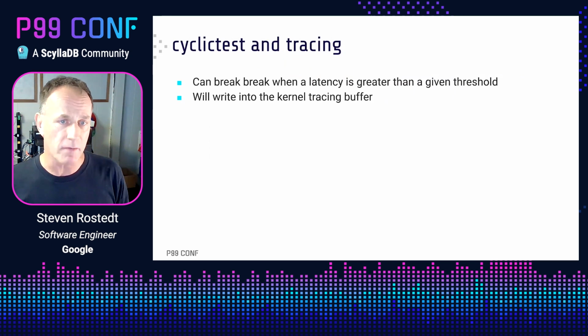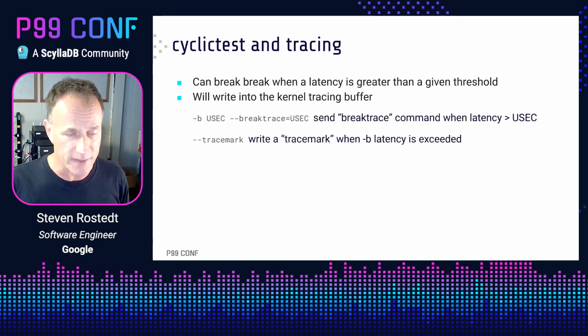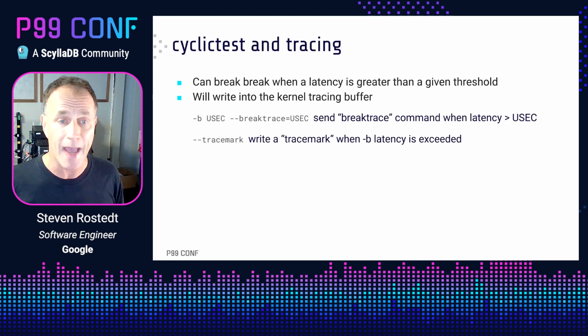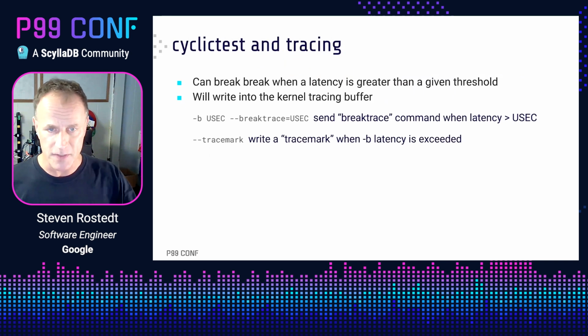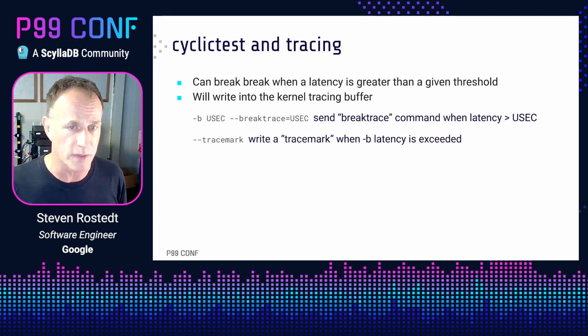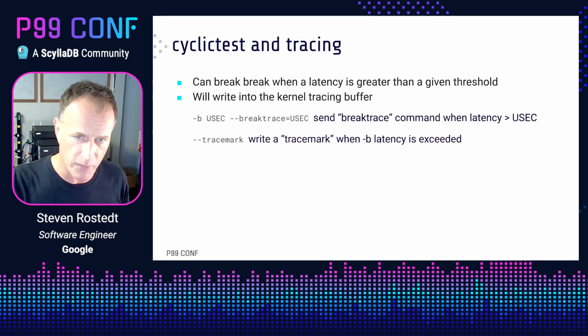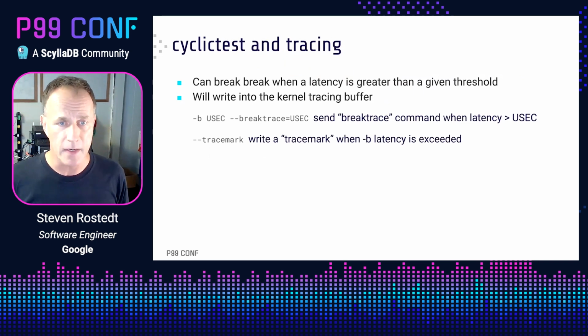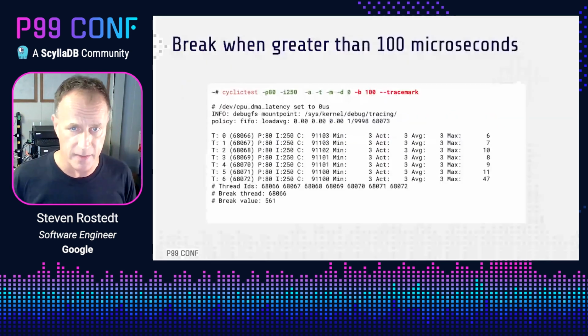Even more so, we want cyclictest to write into the buffer when this happens so we can see what CPU it happened on. And these are the parameters I usually use for cyclictest to achieve this. -b usec, which is the break trace, is a way to tell cyclictest, here's the threshold I want you to stop at. And tracemark is a way to tell cyclictest to write into the Linux kernel tracing buffers when it happens.